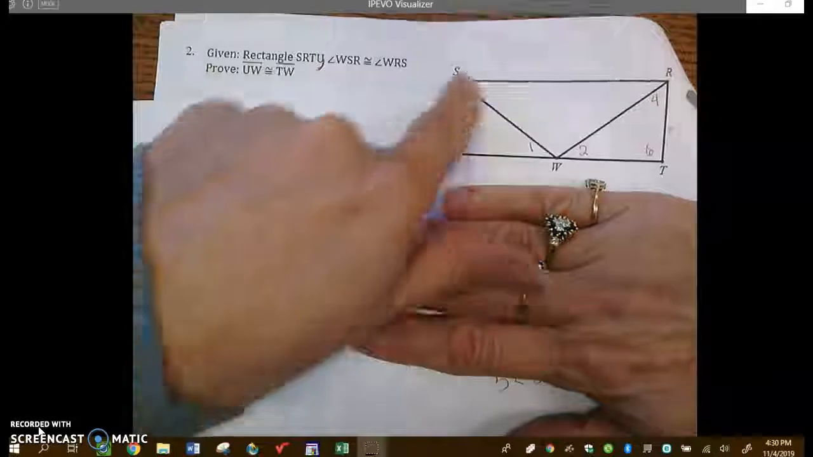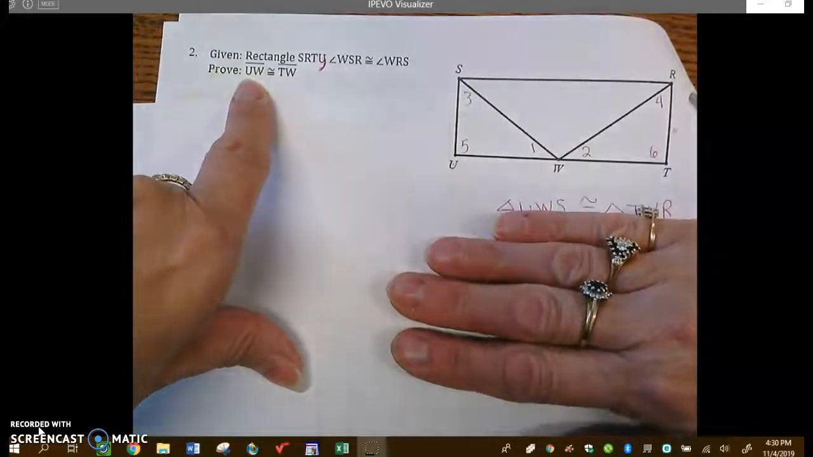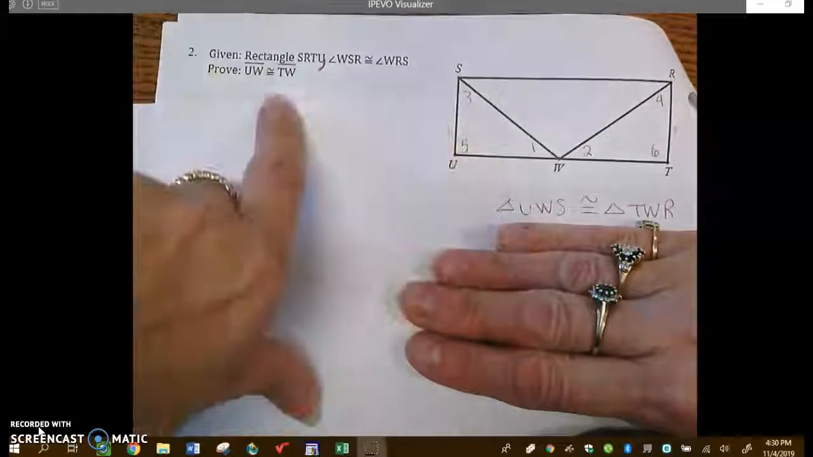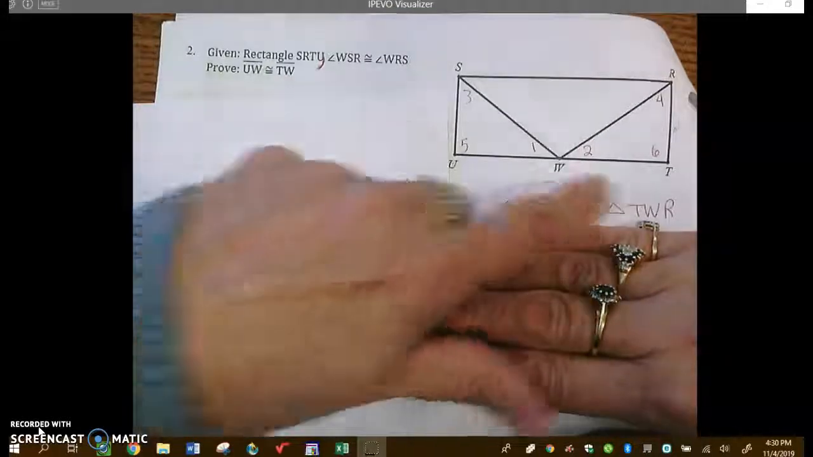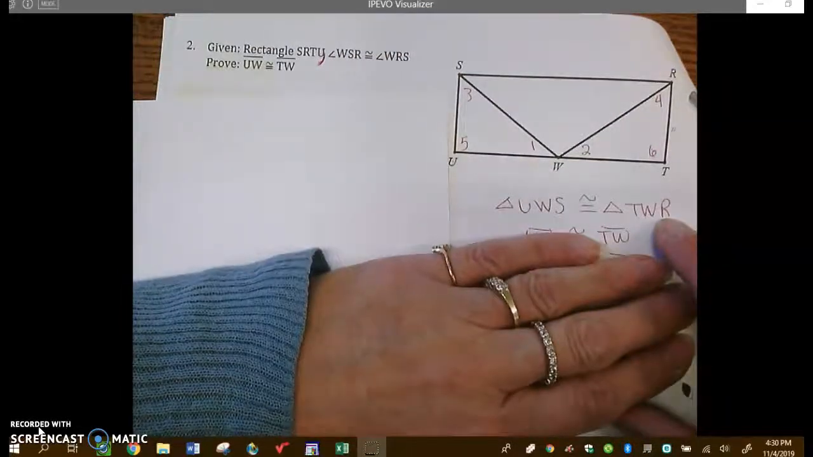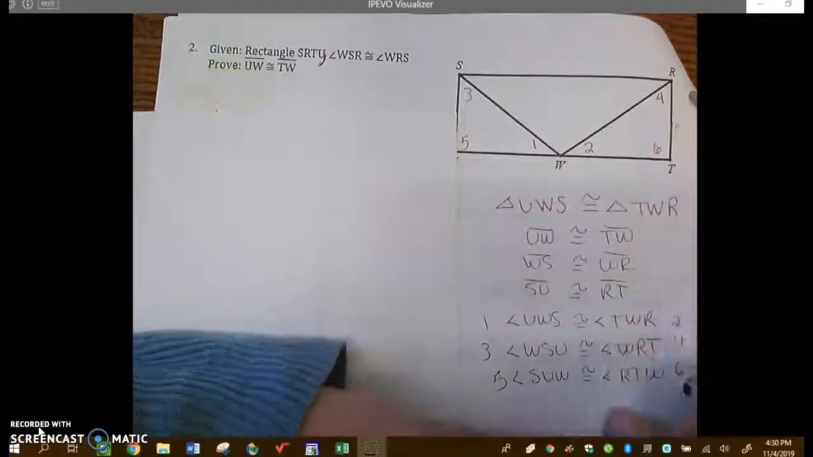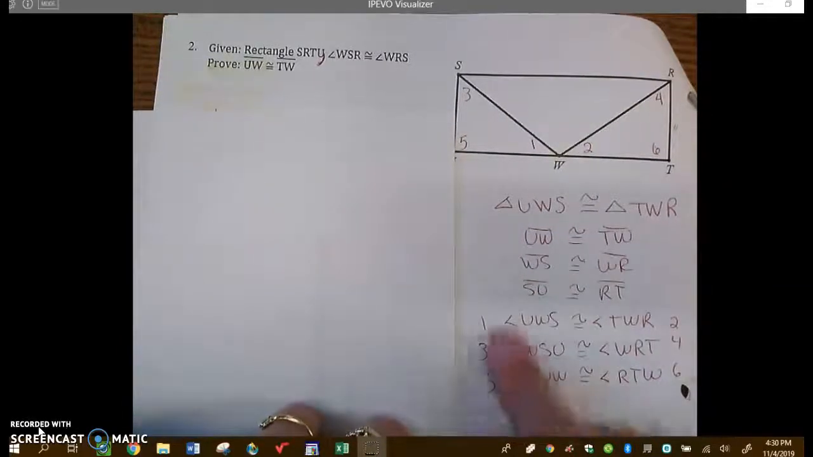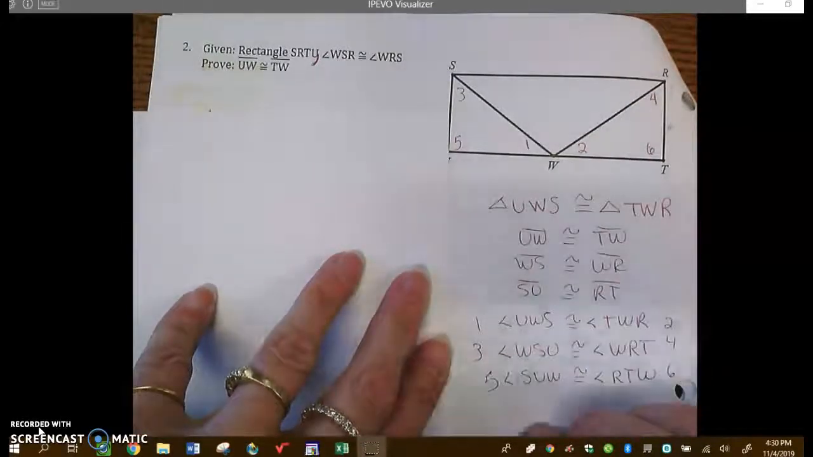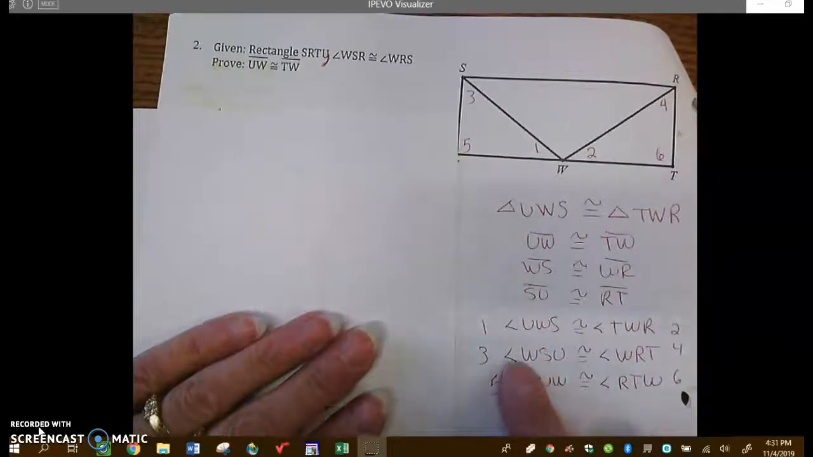So UW is in triangle, and I'm going to use the same letters in the same order. Triangle UW, and S is the missing letter. We want to prove that's congruent to line segment TW, and in this triangle, R is the last letter. So that's my correspondence. I already went ahead and wrote down all my congruent sides, all my congruent angles. I numbered them, and I put the numbers in the picture. So you can pause and wait until you're all done doing that, and then turn the video back on.